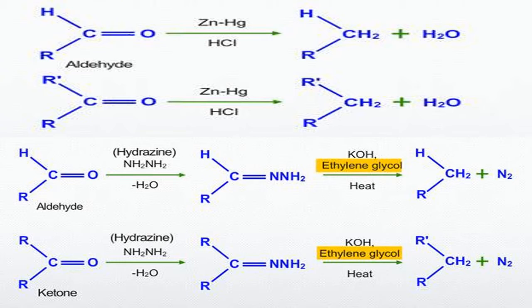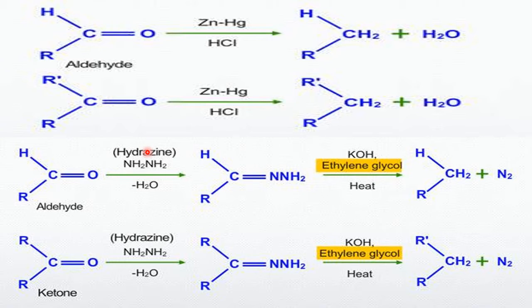Now I also told you that using some special reducing agents we can convert a C double bond O into CH2. The CH2 group is called what? Methylene group. That means it is a hydrocarbon group. So using zinc mercury in HCl, we can convert C double bond O into CH2. That means using a suitable reducing agent such as zinc mercury in HCl, we are getting what? Hydrocarbons. Okay. Or we can use hydrazine.